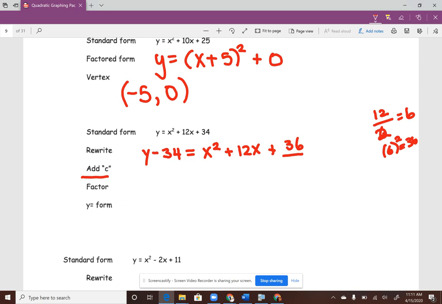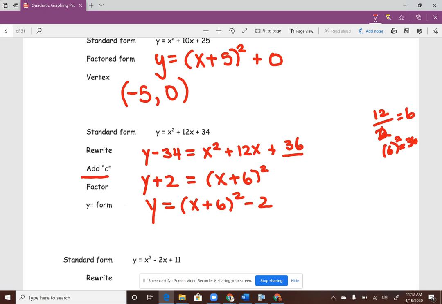That's called adding the c. Now, remember, this is an equation, so you can't just add a c on one side because then it's no longer an equation. So if I add the 36 on this side, I actually get y plus 2. When I factor it, I get x plus 6 squared, the perfect square trinomial, and then I'm just going to bring that 2 back to the other side. And that's called vertex form, and it's based upon completing the square. And you'll notice that this has a -2 now on this side.